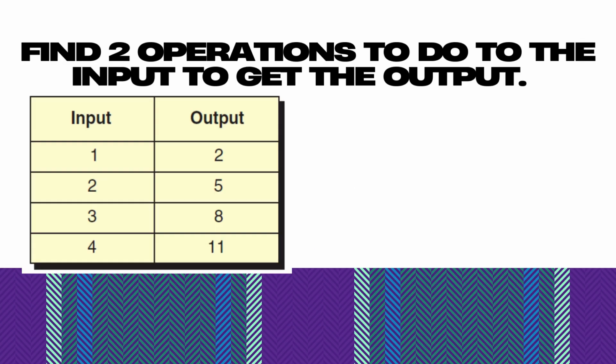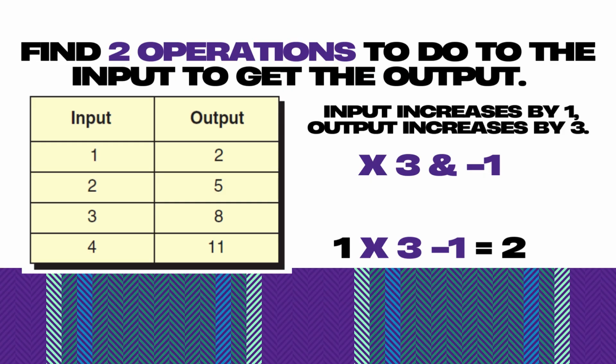Question number 3. Find 2 operations to do to the input to get the output. There are 2 operations needed for this one. Pause the video and try to figure them out. The answer is multiply by 3, then subtract 1.